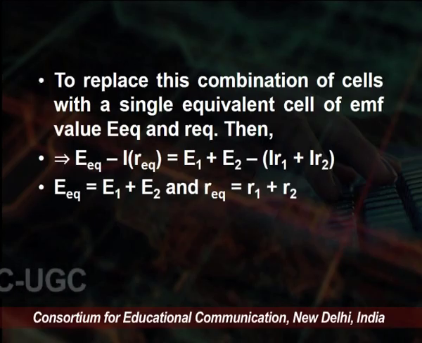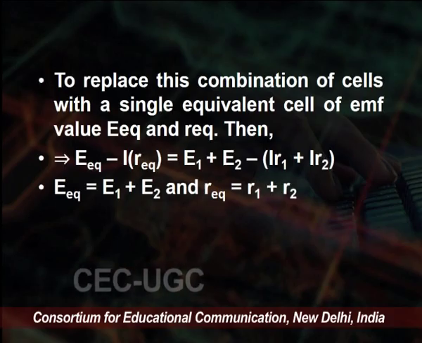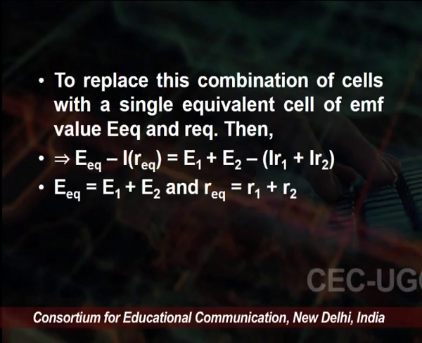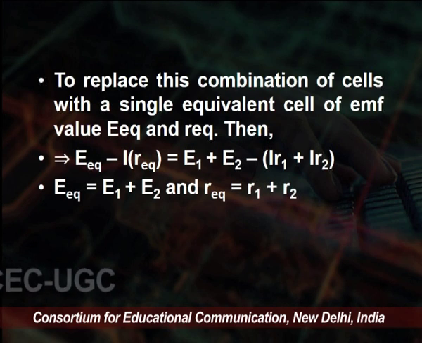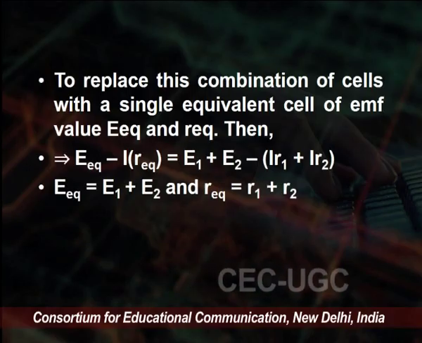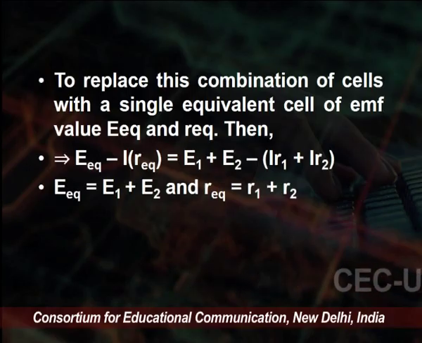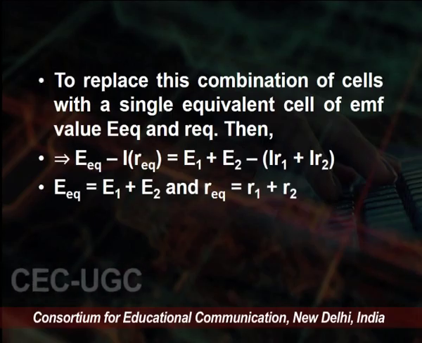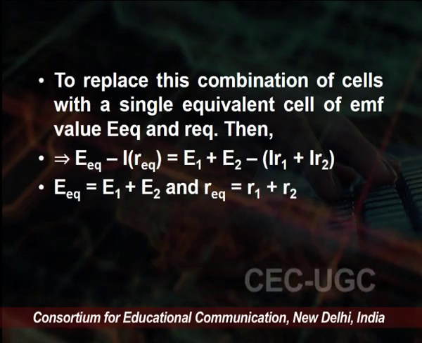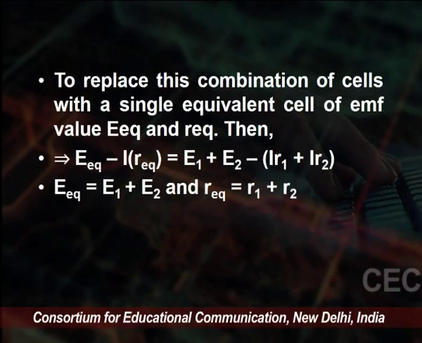So, single equivalent cell: E_eq minus I R_eq, as we are taking the single equivalent cell of the EMF value, that is E_eq. In respect to that its resistance will be changed, it will be R_eq, and it is equal to E1 plus E2 minus I R1 plus I R2. That is, E_eq is equal to E1 plus E2 and R_eq is equal to R1 plus R2.